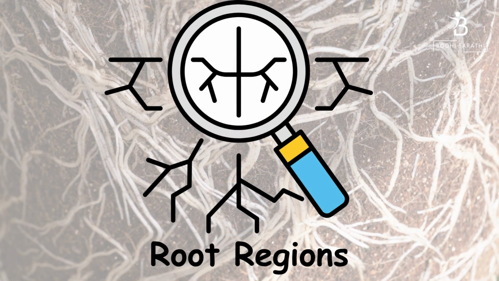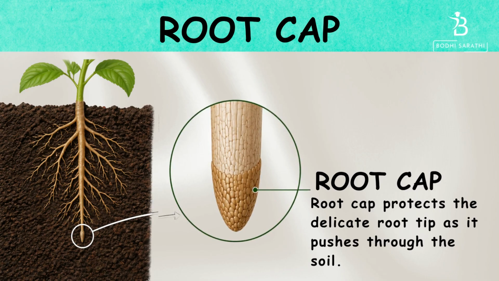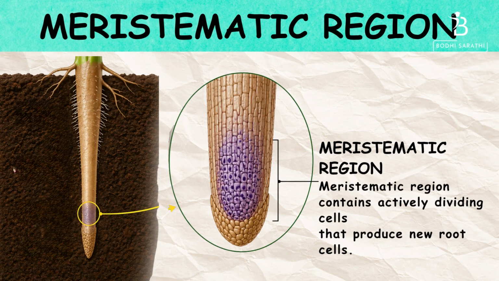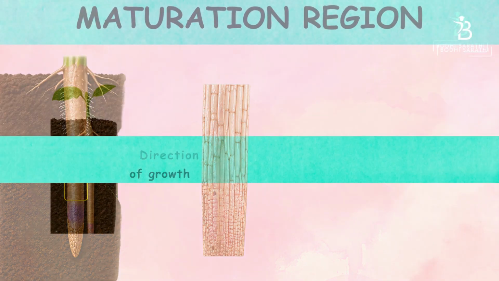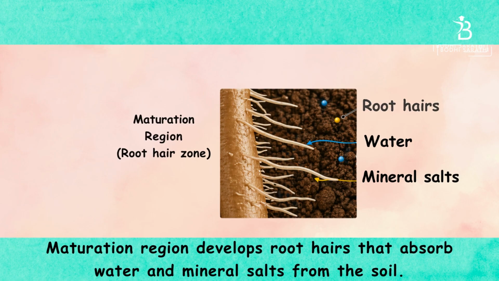Root regions. Root cap protects the delicate root tip as it pushes through the soil. Meristematic region contains actively dividing cells that produce new root cells. Elongation region increases the length of the root as the newly formed cells enlarge. Maturation region develops root hairs that absorb water and mineral salts from the soil.